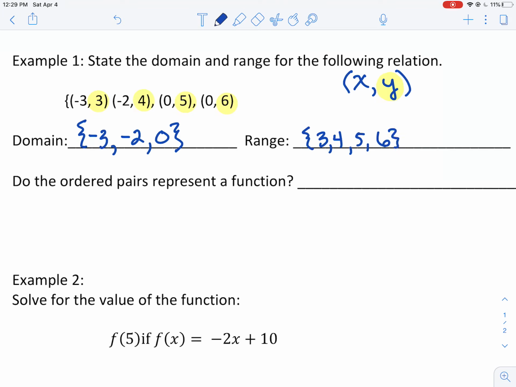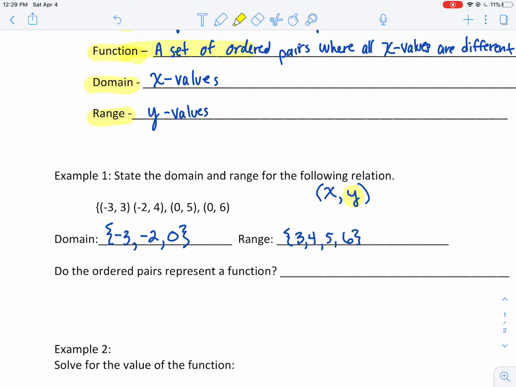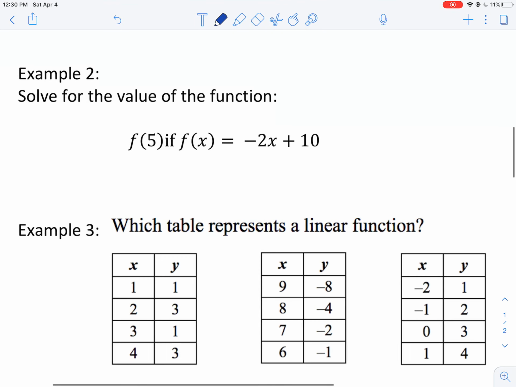Now part B, or the second part of the question, says, do the ordered pairs represent a function? Well, remember the definition of function up above is a set of ordered pairs where all the x values are different. So let's look at the question. Is every one of my x values different from each other? No, I see a duplicate of zeros. So no, not a function. All x values are not different.